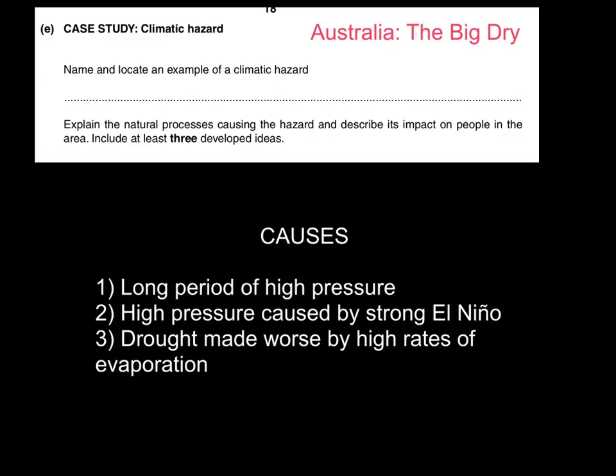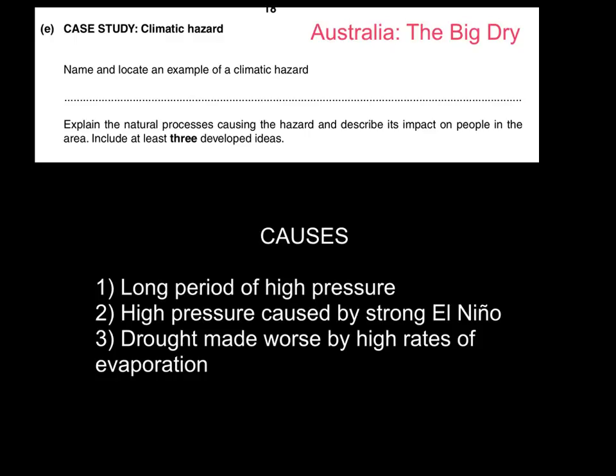Now, one of the things that's worth mentioning here is this rule of 3. If you can, you want to give 3 reasons. And remember, there's 2 sections to it. In this one, it's explain the natural processes causing a hazard. And the second part is describe its impact on people. If you can give 3 causes, processes if you like, and 3 impacts, you're doing brilliantly. And in fact, the feedback from examiners is that the best answers did that.